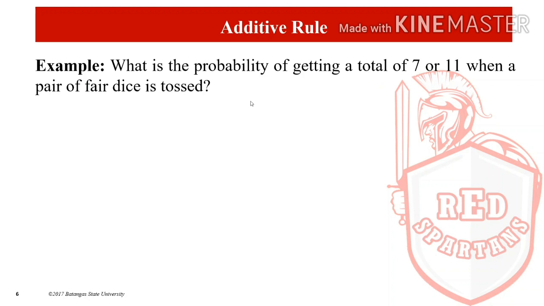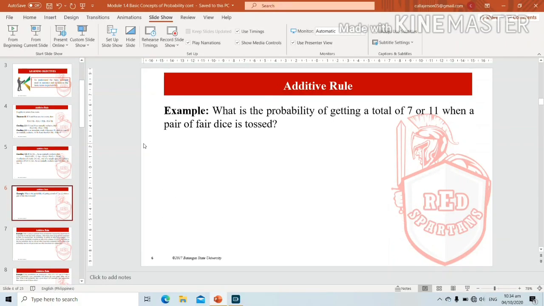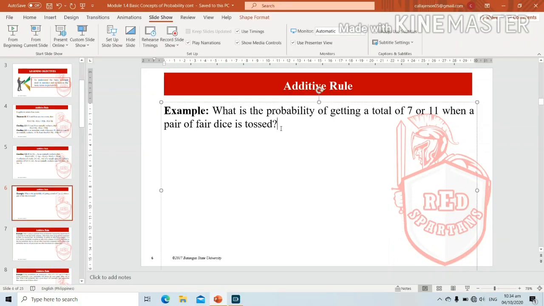Pero i-identify muna natin ang ating sample space. Pag nag-toss tayo ng dalawang dice, a pair of dice, ano ba ang ating mga sample point? Meron tayong 6 na sample point sa isang die, then another die, 6, meaning 6 times 6, meron tayong 36 na sample points. I-identify natin ang sample space natin.